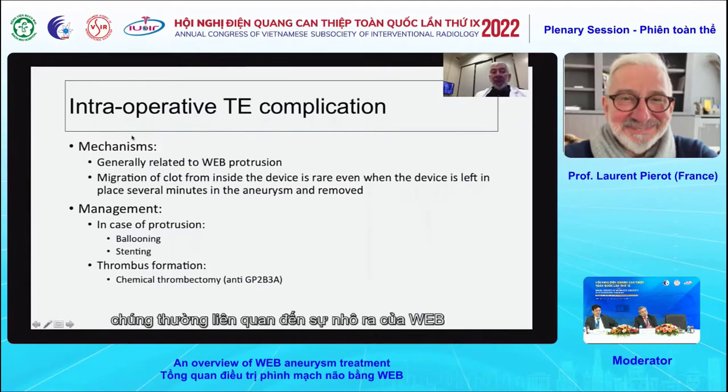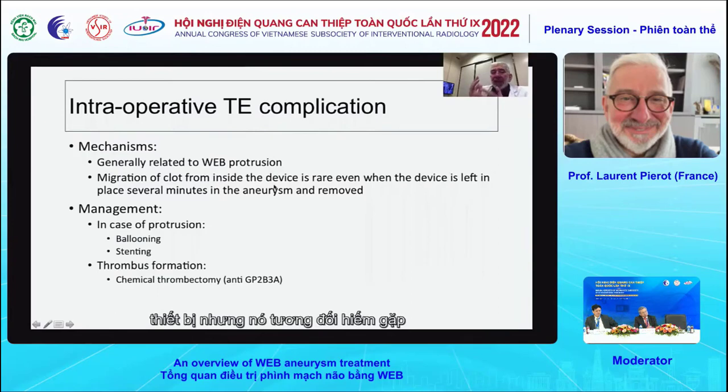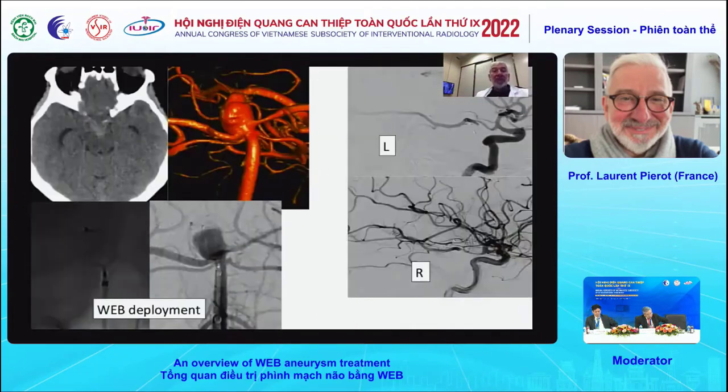Intraoperative thromboembolic complications are relatively often related to web protrusion. It can also occur due to migration of clot from inside the device, but it's relatively rare. What you will do to manage this: in case of protrusion, you will use ballooning or stenting, as I was showing before. In case of thrombus formation, you will use chemical thrombectomy, anti-GPIIb/IIIa. You will try to avoid mechanical thrombectomy because you can change the position of the web if you use the stent in front of the web.